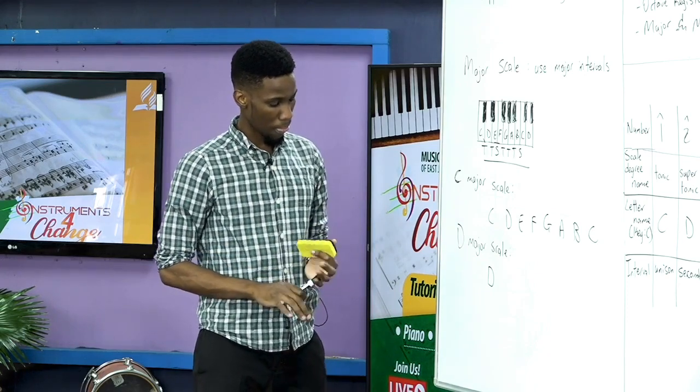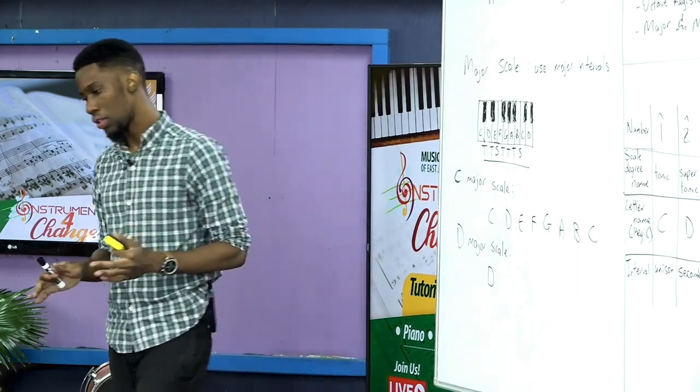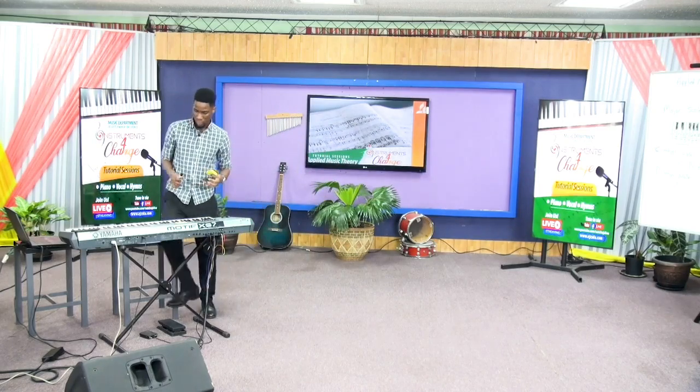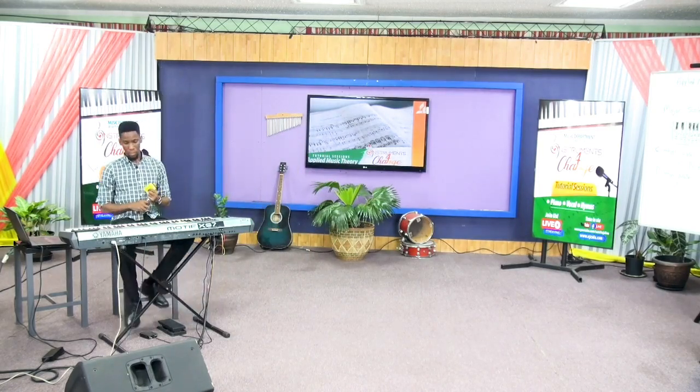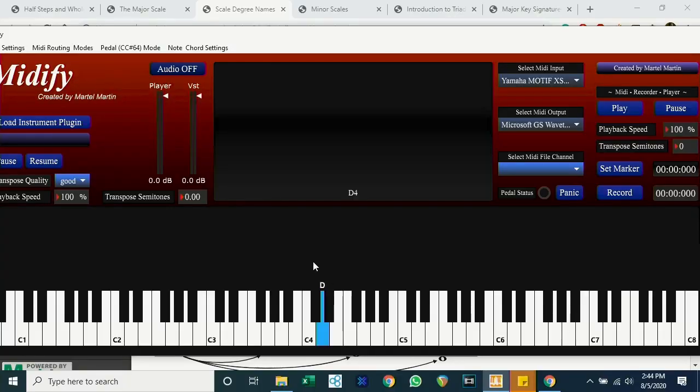What we're going to do is go to the keyboard and see how it would be built. So let's show the piano screen. We're going to start at D. And remember the principle; let's just memorize this a bit first before we even go to the piano screen. Remember the principle is tone, tone, semitone, tone, tone, tone, semitone.